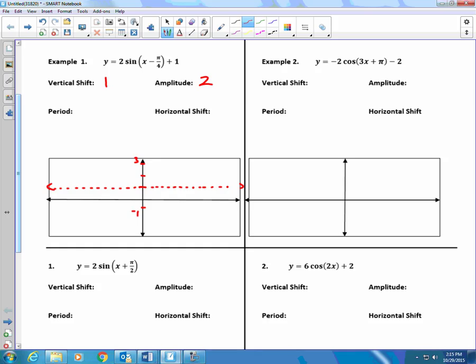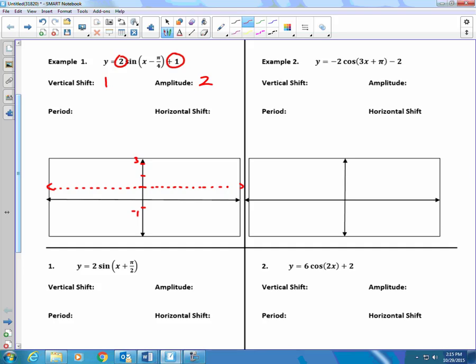The period I identify by, well, any questions on how I got those 2 pieces? Okay, which part? The vertical shift is the number on the end. The amplitude is the absolute value of the number in front of sine. So then what I do is I go 1 plus 2 to get 3, and 1 minus 2 to get -1. I go 2 up and 2 down. Better? Good question. Thank you.